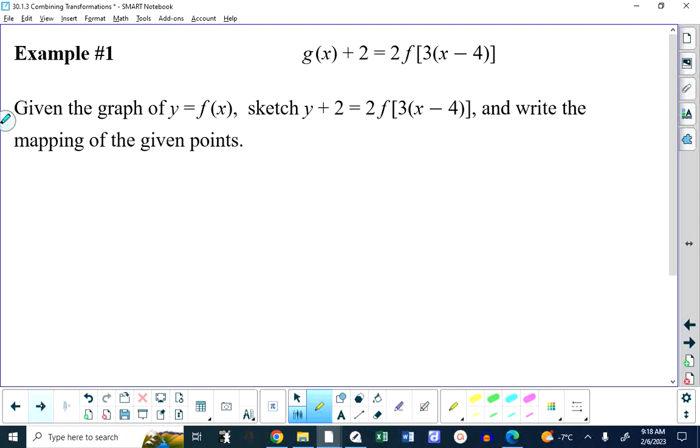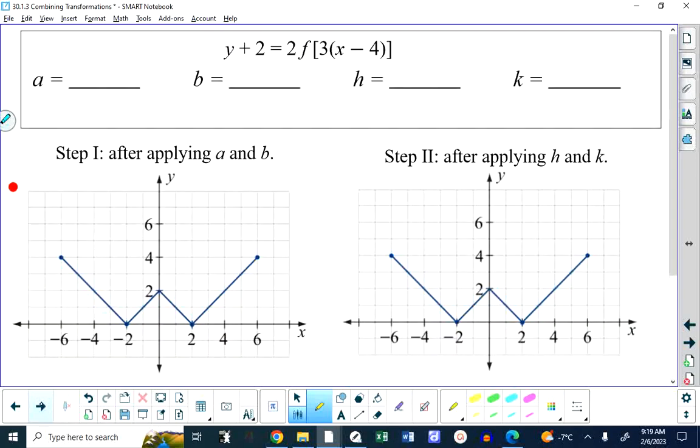In other words, everybody, g of x is the new function. And I could probably rearrange that and write g of x equals 2f of 3 bracket x minus 4, minus 2. And you might wonder why I keep saying bracket. It's important. Okay. So there's the function. I would like everybody to take a minute and write down the values of those four parameters. Write down what a is equal to, write down what b is equal to, h and k.